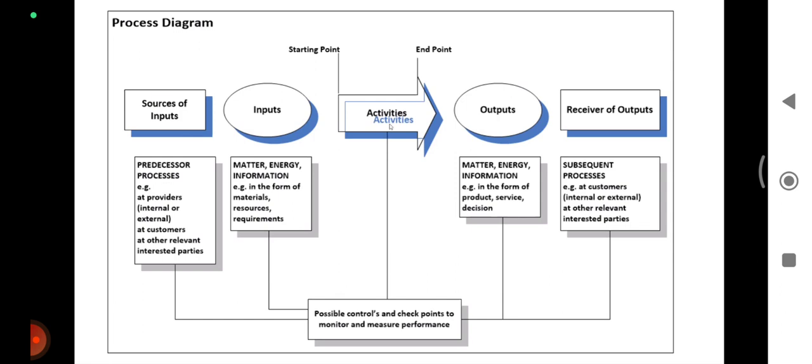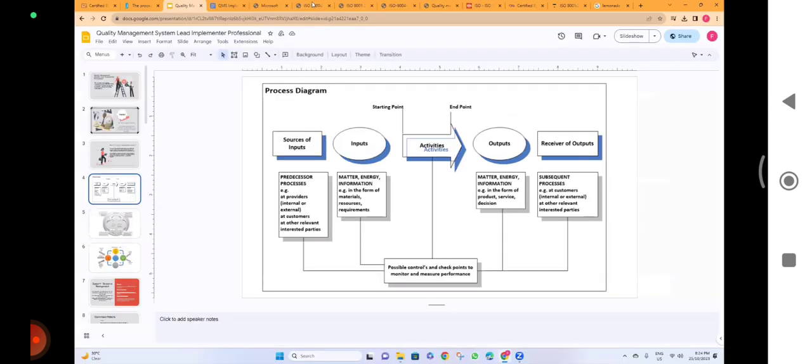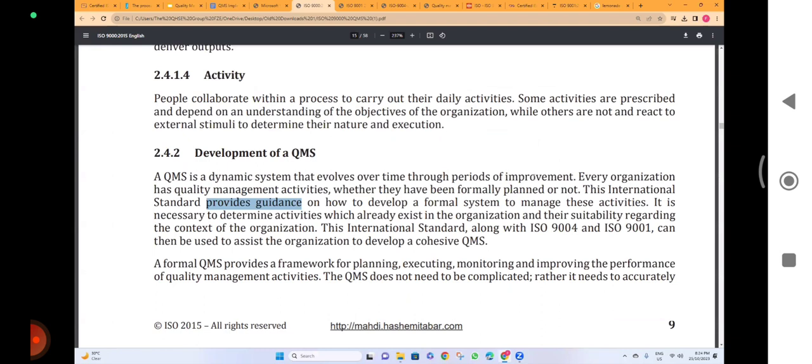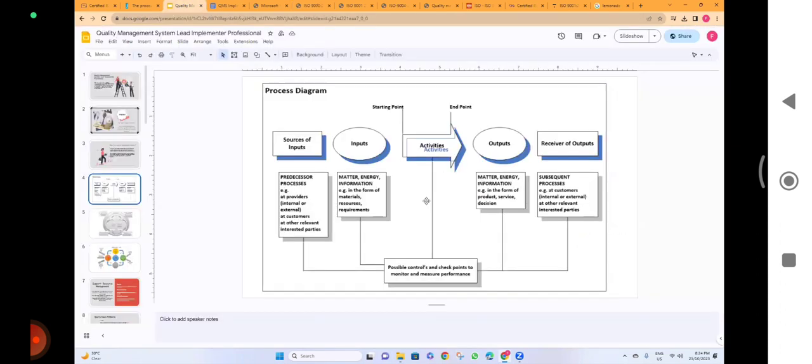So in your organization also, whether you know or you don't know this concept, this is what is happening in your company. In your organization, we have sources of inputs, we have inputs, we have activities, we have outputs, and we have receivers' outputs. And this diagram that you see here, this is what ISO said: every organization has quality management activities, whether they've been formally planned or not. This is what happens in your company. This is what happened today, and this is what is going to happen tomorrow in your organization.